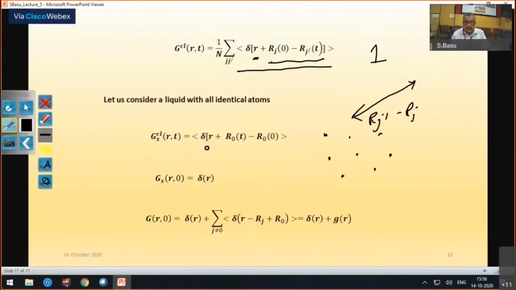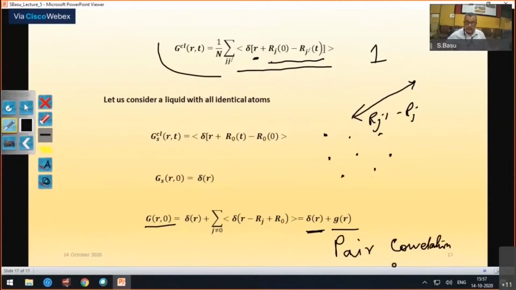Another thing is that when I take the complete Green's function, the total Green's function, and talk about time t equal to 0, this is like what we did in diffraction for a series of delta function potentials. So one part is the self, when R equal to Rj, that is the delta function, but the other one is the pair correlation function. That means this gives me how pairs are distributed in a system.